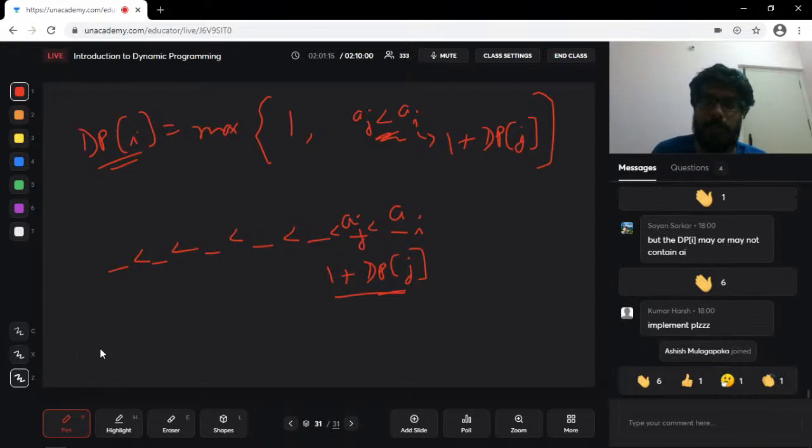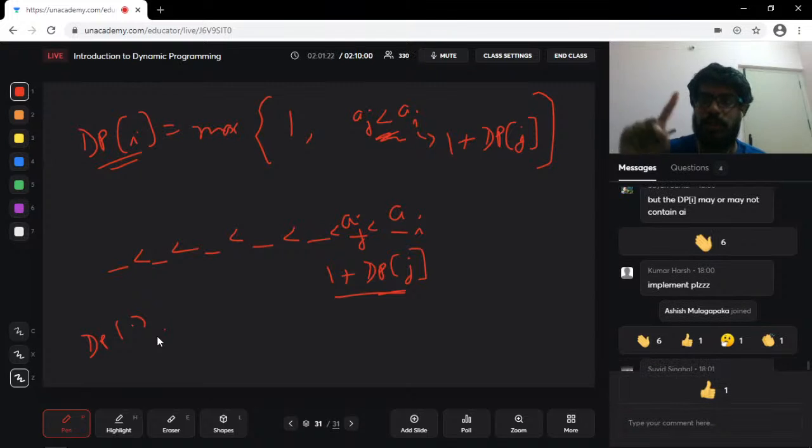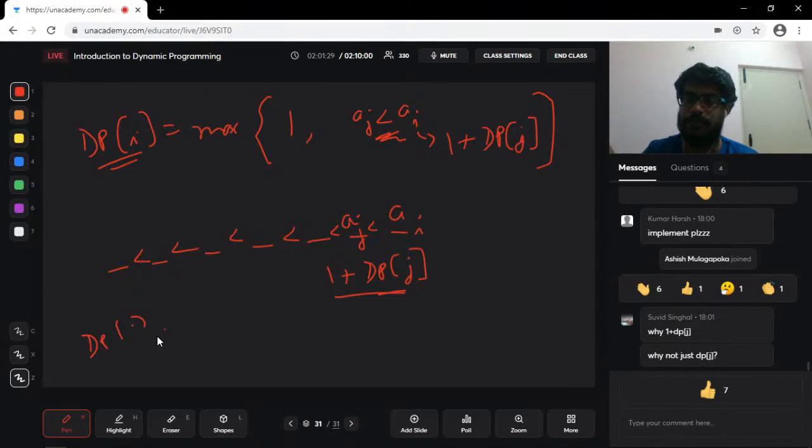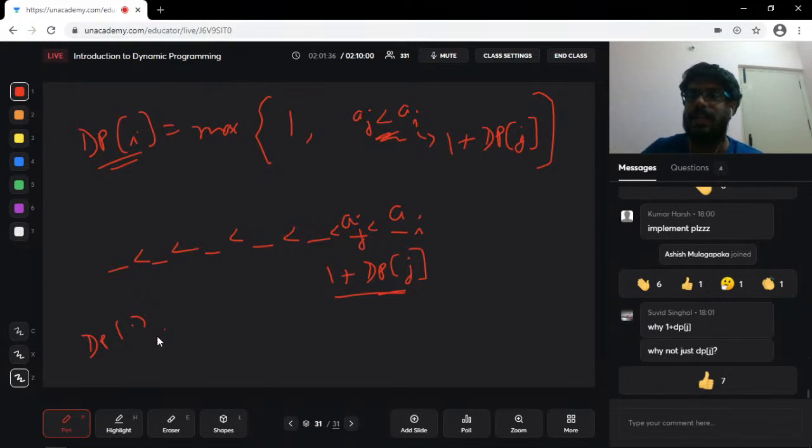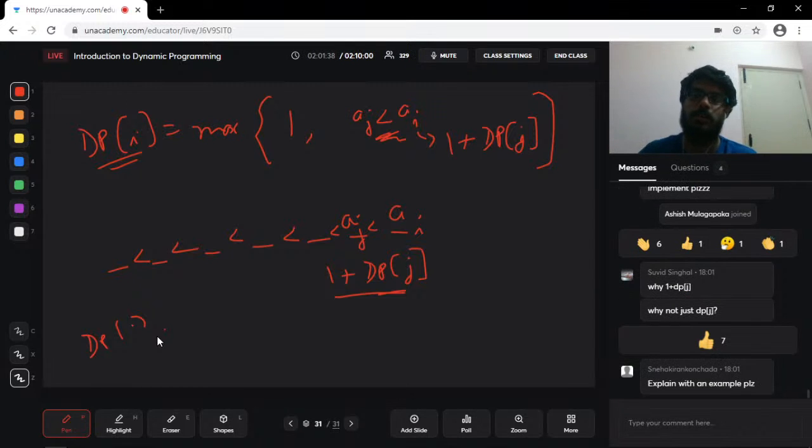And the implementation is just: first consider dp of 1 and dp of 2, write it as a base case, then write a for loop from i equal to 3 to n, and now I need another inner loop where j runs from 1 to i minus 1. So j has all those different possibilities, and inside that I write: if aj is less than ai, then answer equals max of answer, comma, 1 plus dp of j. And then this answer is stored as dp of i.